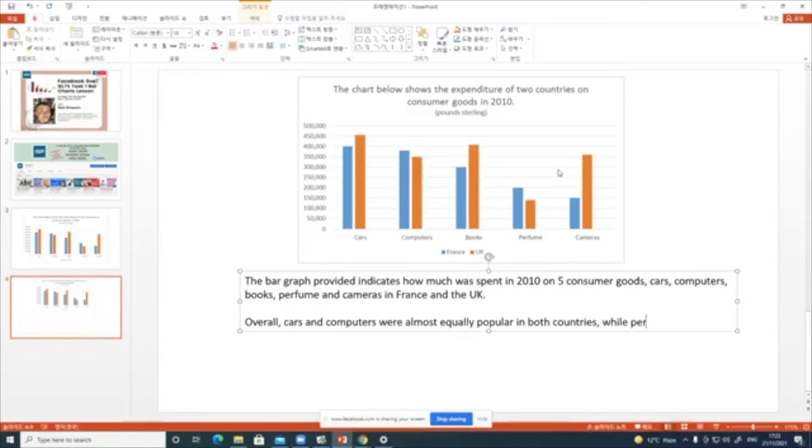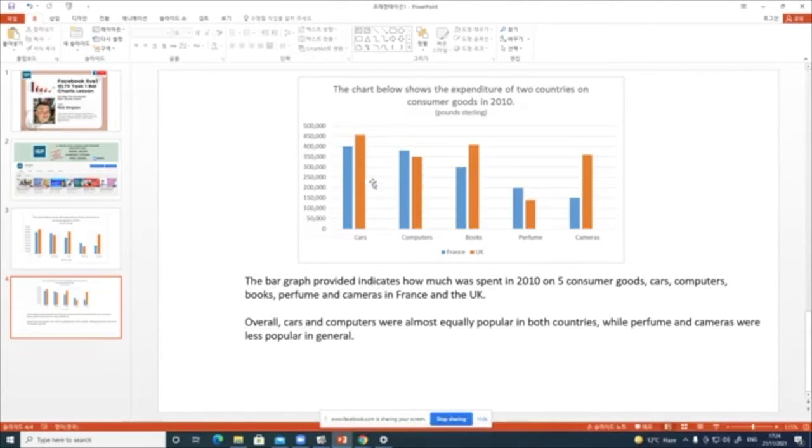while perfume and cameras were less popular in general. Something like that, right? You could probably focus on different things. It doesn't really matter too much.